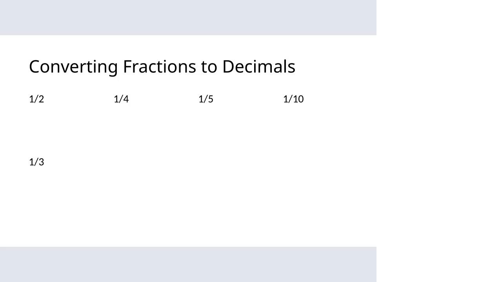Converting fractions to decimals. You've got a choice here. You can certainly use a calculator, because that fraction bar means divide. 1 divided by 2, 1 divided by 4, 1 divided by 5, 1 divided by 10. Those are all relatively easy to do. You probably know most of these already. But if you don't, you could use a calculator to convert the fraction to a decimal. There's nothing wrong with that.